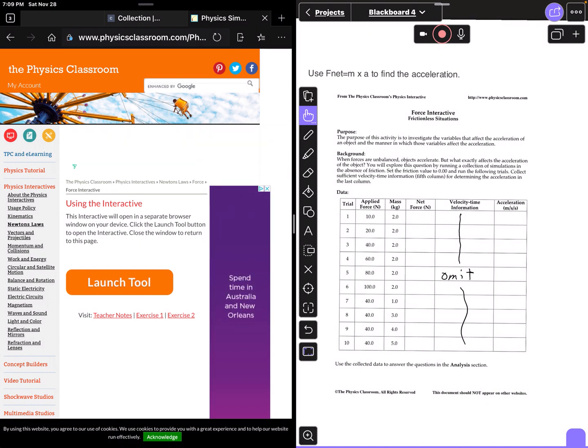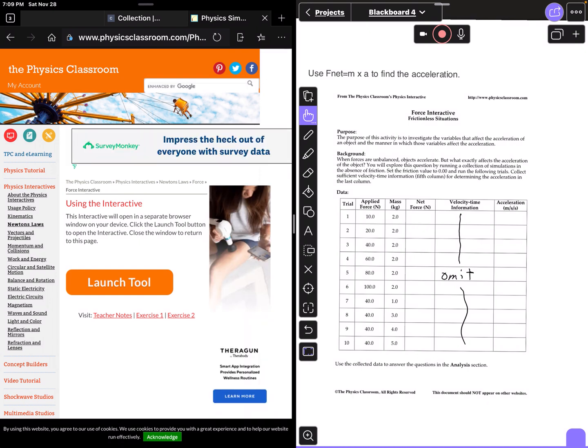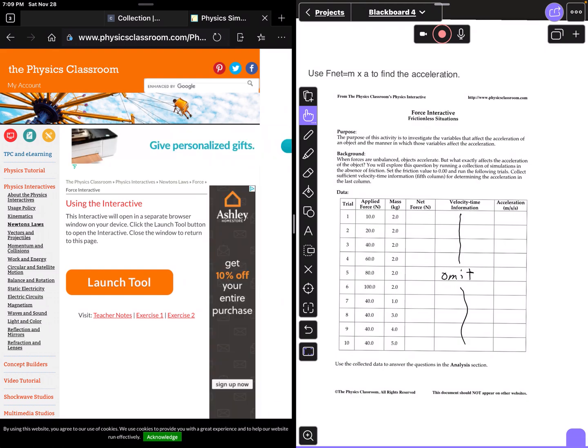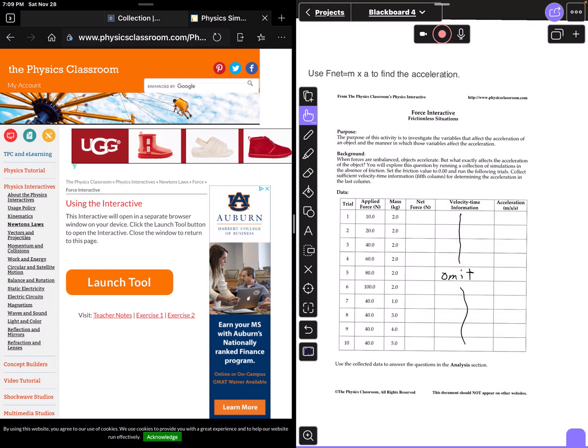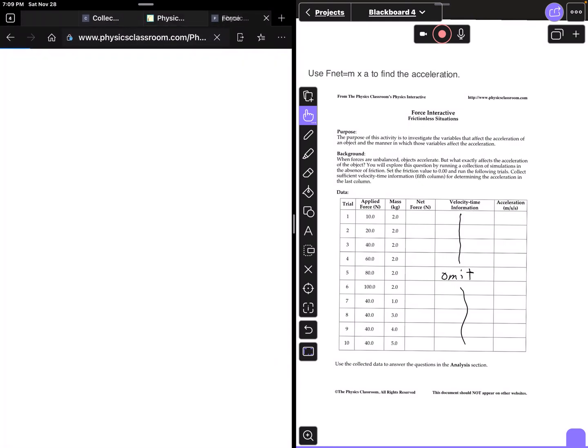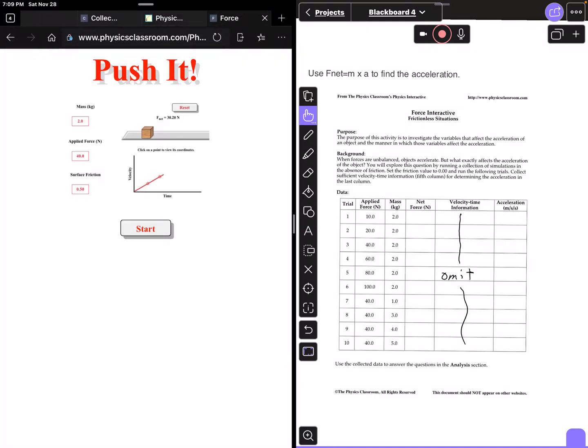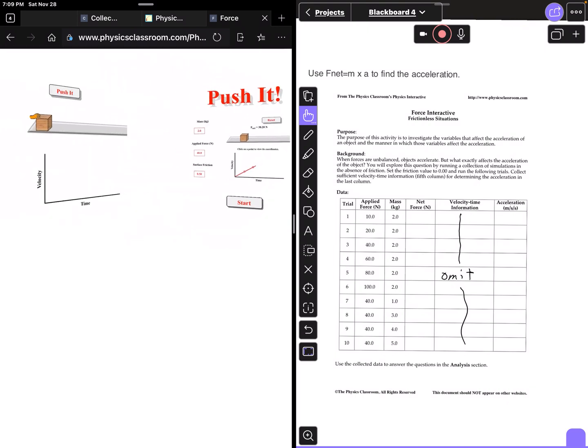Okay, so in this video I want to go over the instructions for the Newton's second law simulation. You're going to open up the link on your Schoology assignment, and on the left of the screen here is that link. It should pull up this page, and you're going to press Launch Tool, and then after you press that you need to press Start.